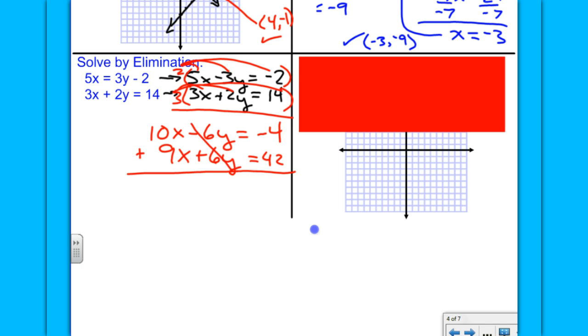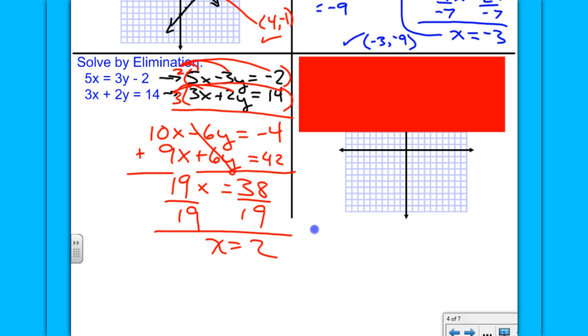And these two are opposites. It eliminated our y's, right? What is 10x plus 9x? 19x. And then what is negative 4 plus 42? And I'm recording this. Yes, people at home, I'm not perfect. Okay, 42 minus 4 is 38. Thank goodness I have this class to correct me. When we divide by 19, what do we get? Yay, x equals 2. And how will you find y?